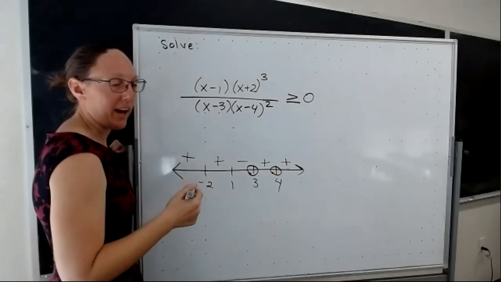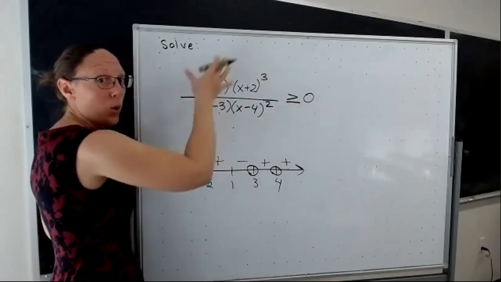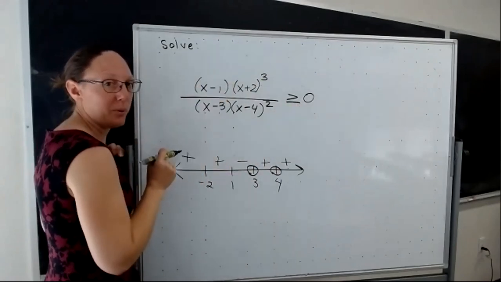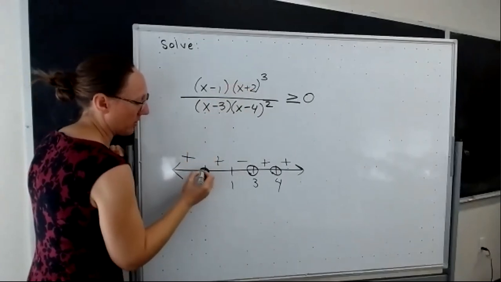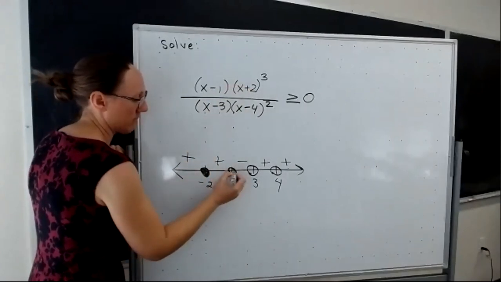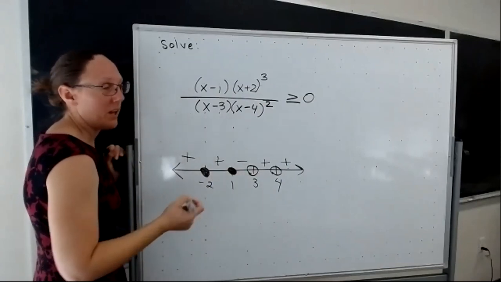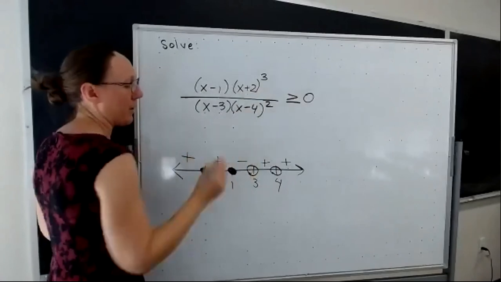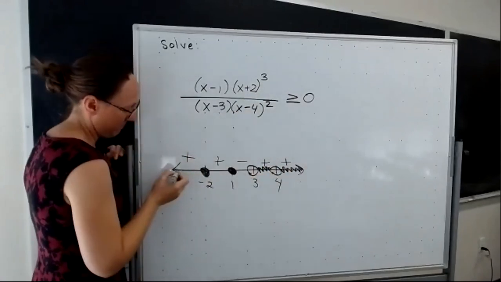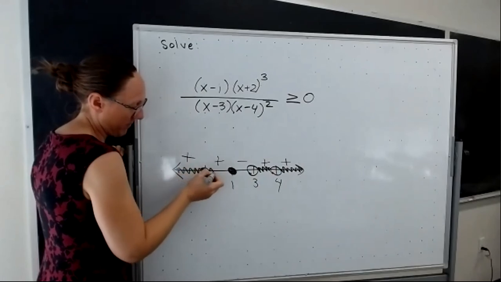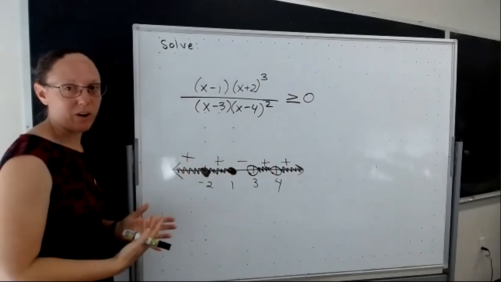Next thing I'm going to look at, this said or equal to. It's totally fine to have a 0 on the top, which means 1 and -2 would both be filled in circles. Now, I care about the greater than parts. We want all of the positives. Now we can write our final answer.